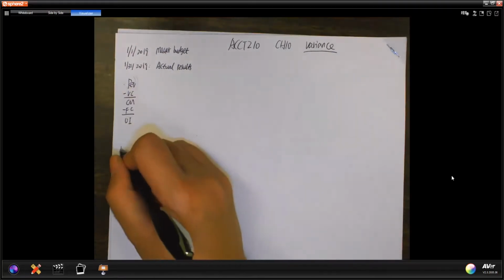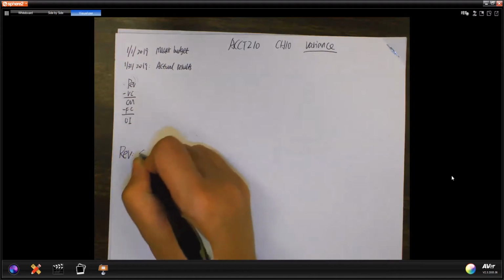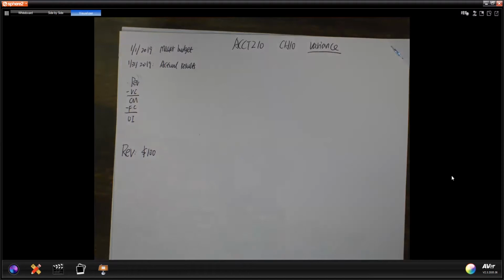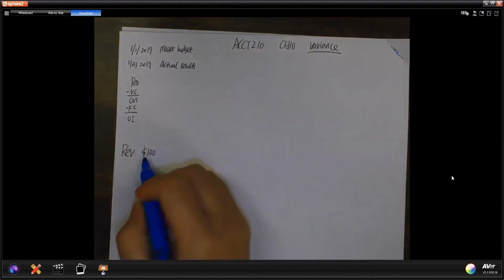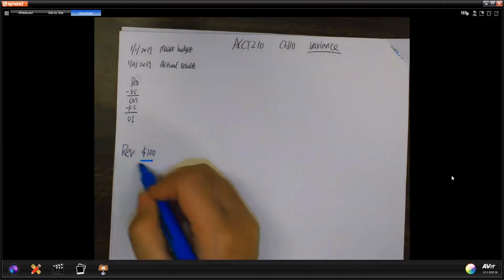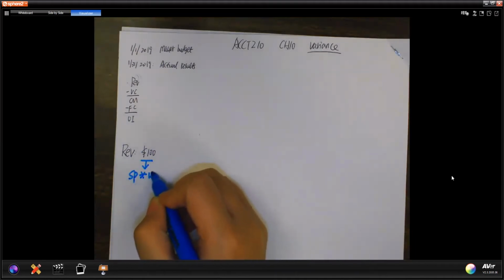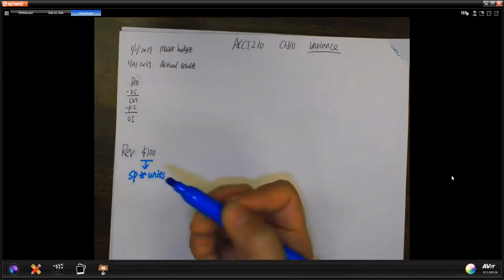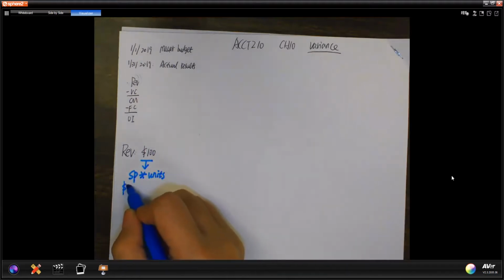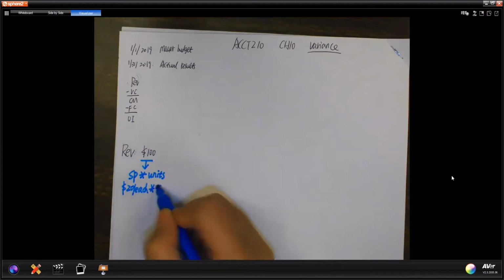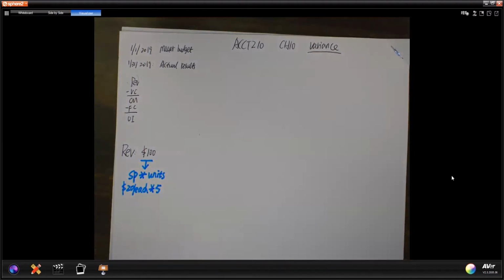So when we talk about revenue, we said the revenue makes up a number. It's $100. How do we get this $100? There are two parts to make this $100. Your revenue is your selling price times the units you sold, right? So we can say the selling price maybe is $20 each, and you sold 5 units. So that will give you $100 as the revenue.